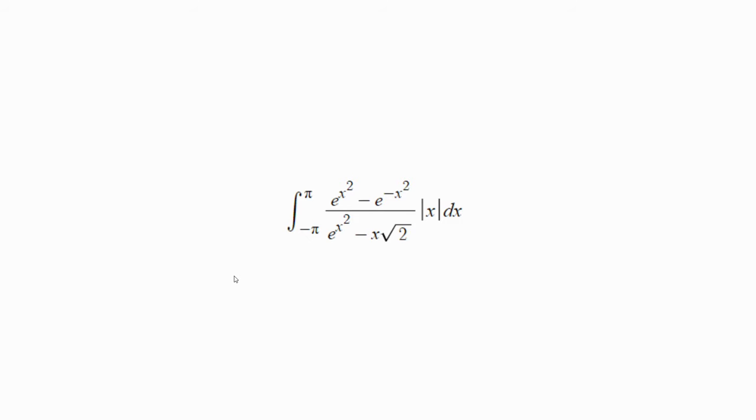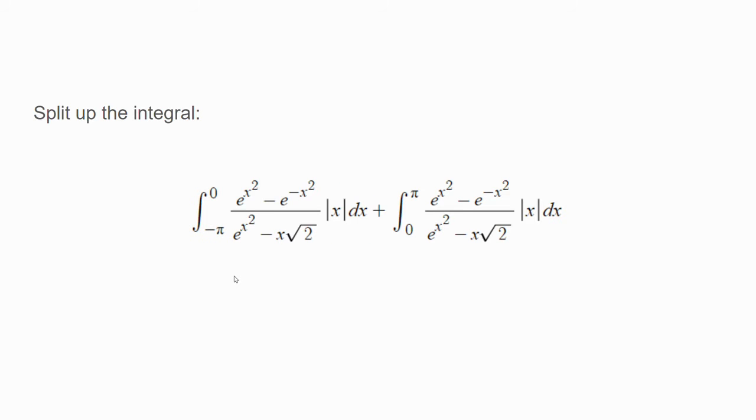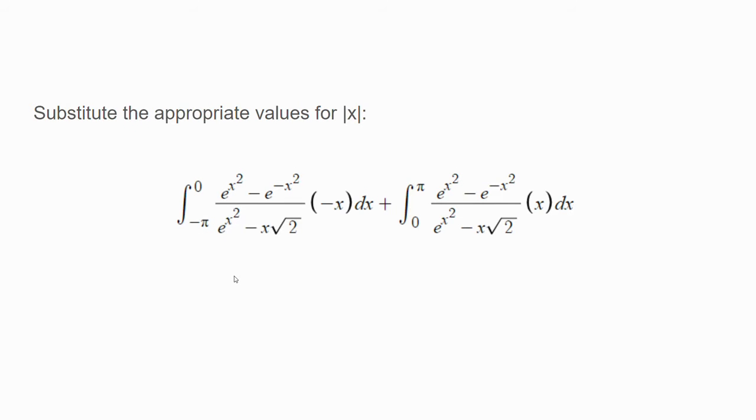So basically, it wants us to evaluate this pretty ugly definite integral having many e to the x squareds and absolute values of x. So the first thing we want to do is, of course, split up the integral from negative pi to 0 and from 0 to pi in order to take care of that absolute value of x term, which is pretty unwieldy to deal with. So obviously, after we do this, we can just make x the appropriate thing on both the left and right integrals. So we have negative x on the left integral and x on the right integral.